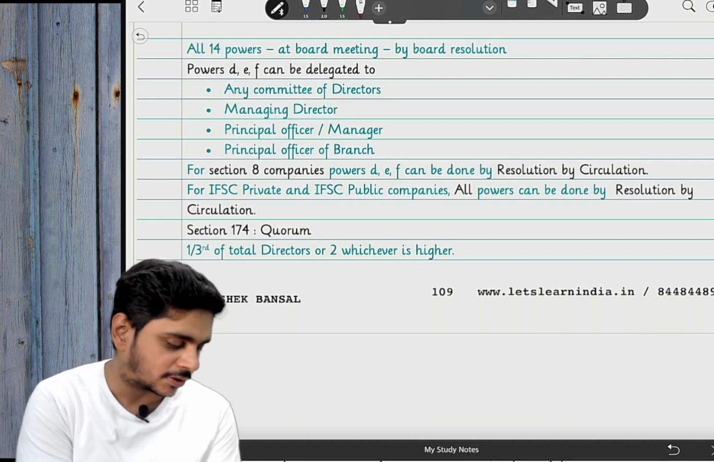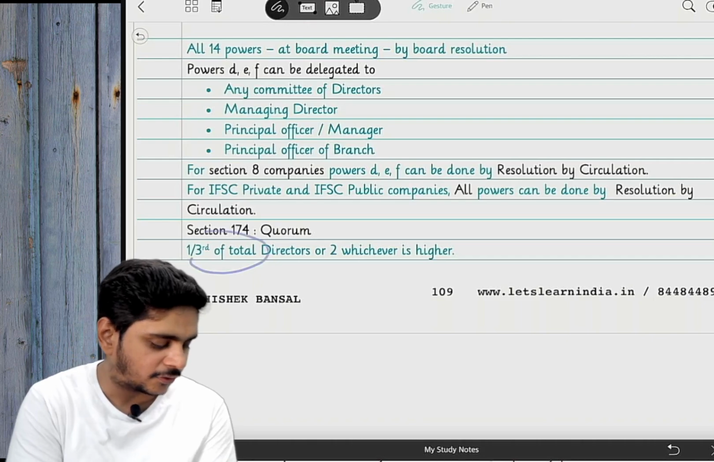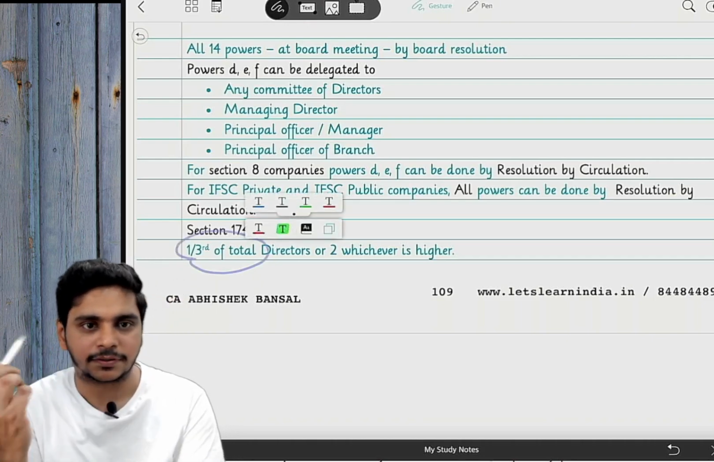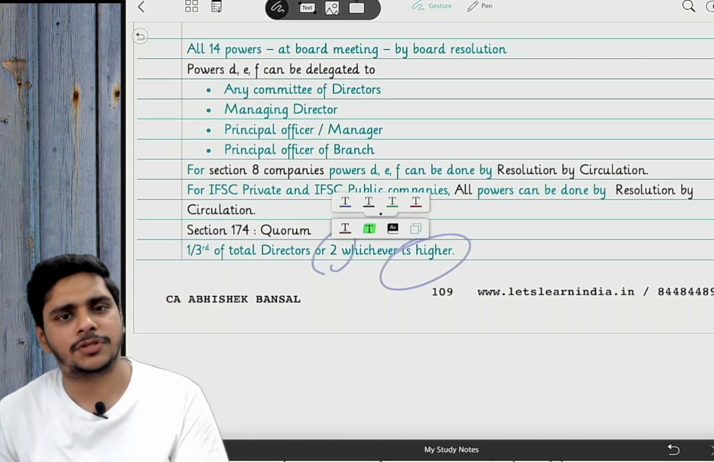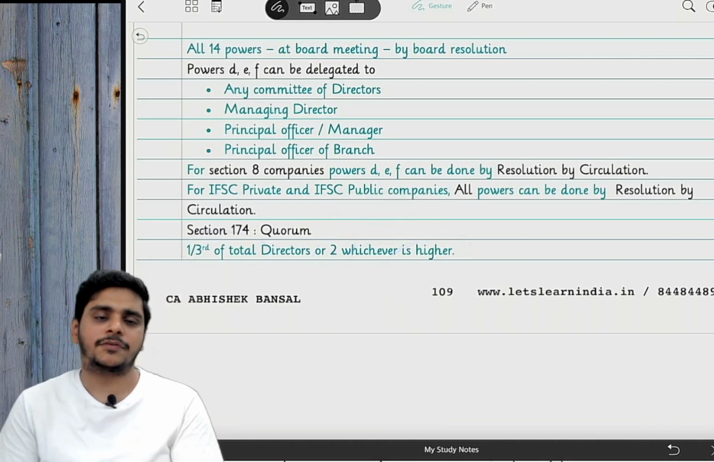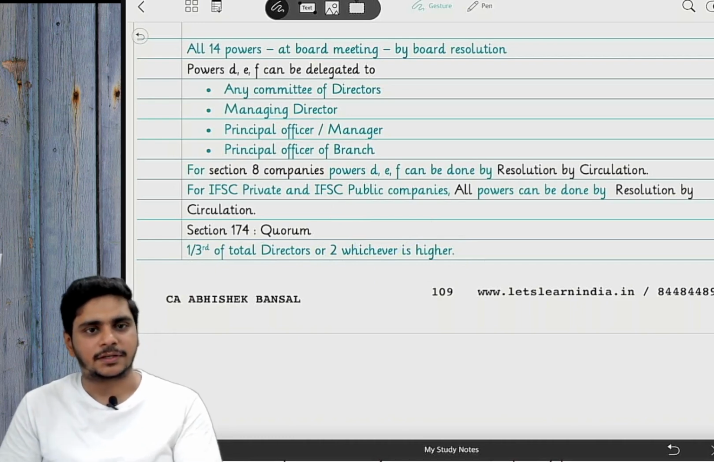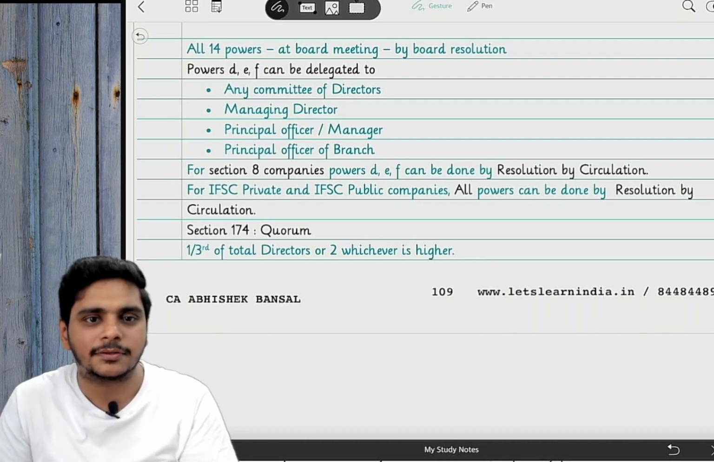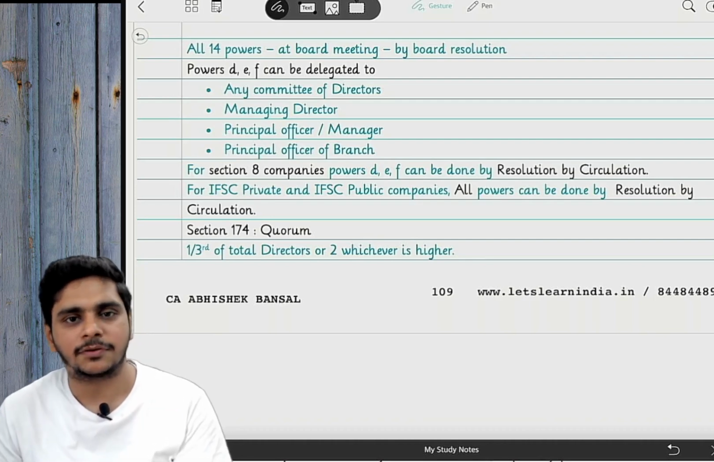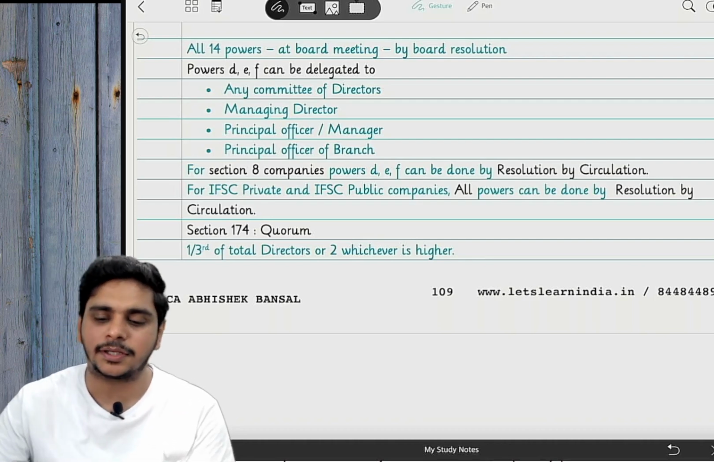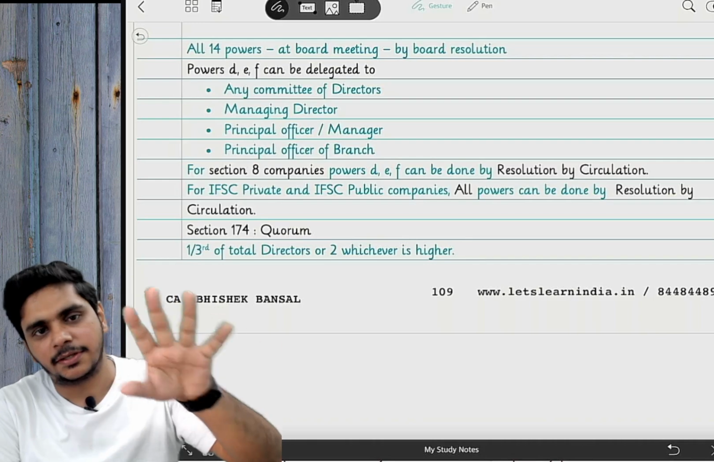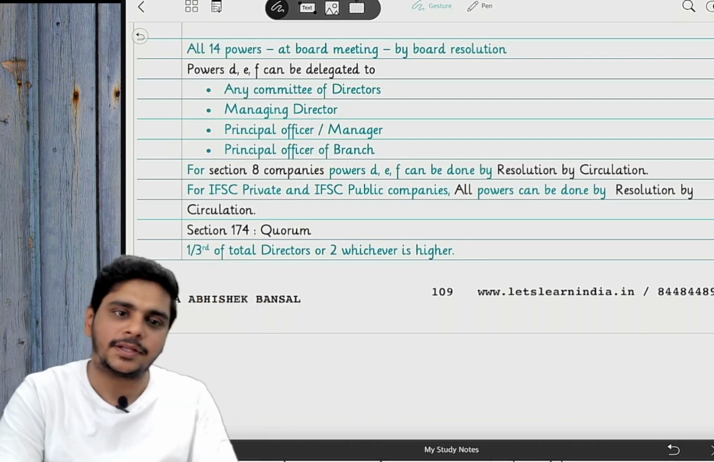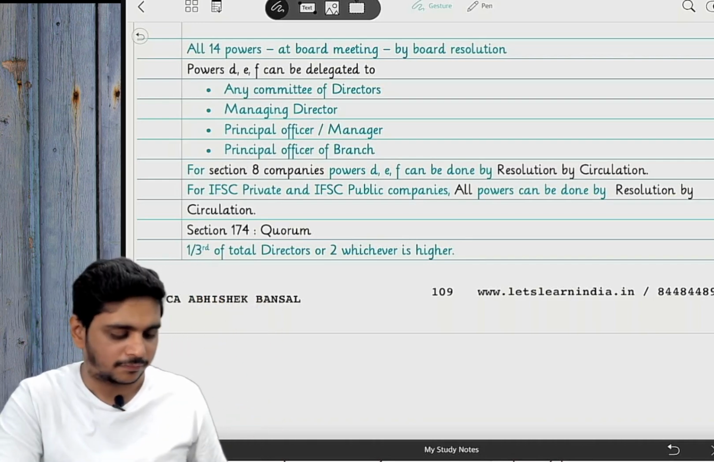So what is quorum? Quorum is basically 1/3 of the total directors in the company, or 2, whichever is higher. Always remember, quorum is always on the higher side. So 1/3 of the total number of directors, or 2, whichever is higher. So you're calling a meeting: at least 2, or 1/3 of the total, whichever is higher, should be present. If that is present, then only it is a valid meeting. Then only you can start the meeting. Okay.